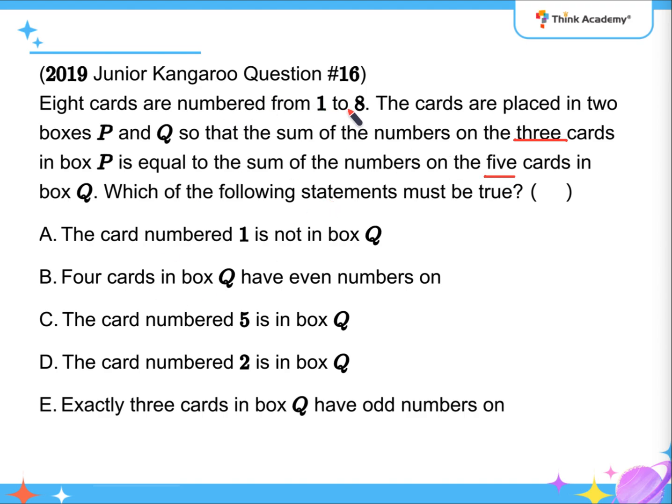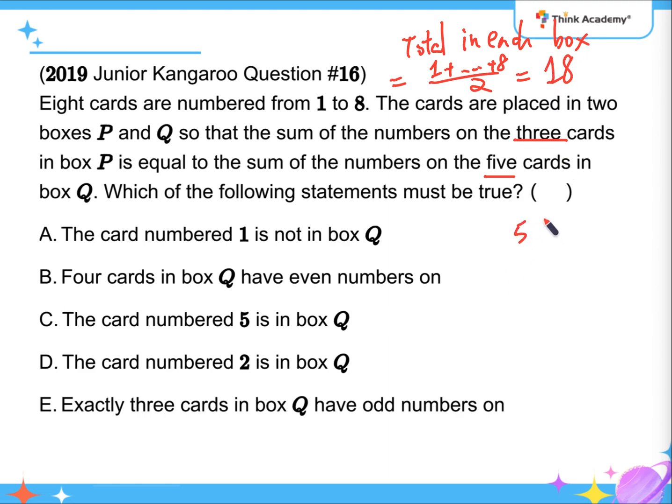Alright, so if the 8 cards are from 1 to 8, it means that the total in each box is half the sum of everything, right? So it's half of 1 adding all the way through 8, which is going to be 8 times 9 divided by 2, which is 36, divided by 2, which is 18. Alright, so now we know that 3 cards in box P add up to 18, 5 cards in box Q add up to 18.